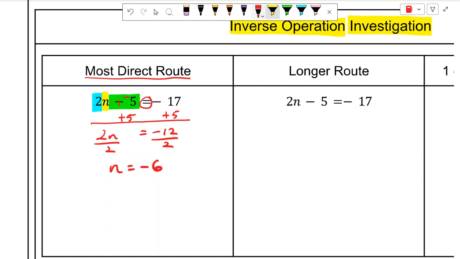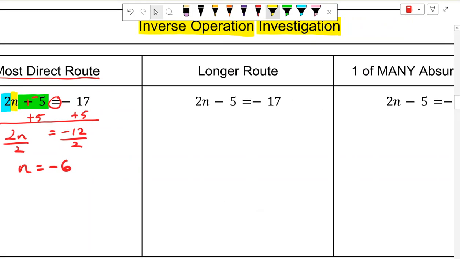Let's take a look at doing it a different way, with taking a longer route. We're still going to use additive inverse, and we still see that there is a variable to be solved for, and it still has a coefficient, and it still has a constant. Now, typically in the direct route, we would deal with the constant first, but this time we're going to deal with the coefficient first. And so we are going to divide. We want to get rid of the multiplying by 2, so we're going to divide this side by 2.